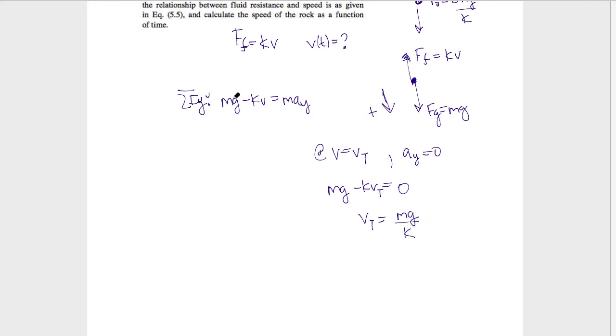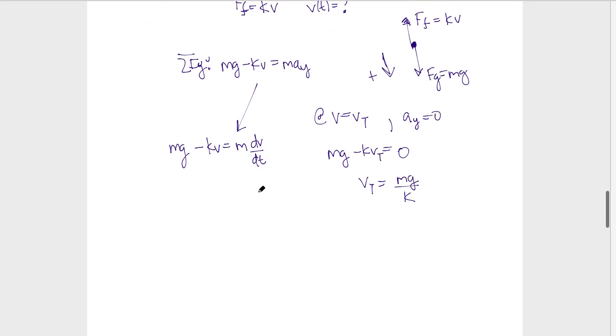Now, for our actual sum of forces, the acceleration is not 0. So until we get to this point, acceleration is not 0. So we actually write this as a differential equation. So mg minus kv equals m times dv dt, because acceleration is the derivative of velocity with respect to time. So this is a separable differential equation, which means we're going to separate it into the velocities and the times, one on each side. And before we do that, we're actually going to simplify it a little bit.